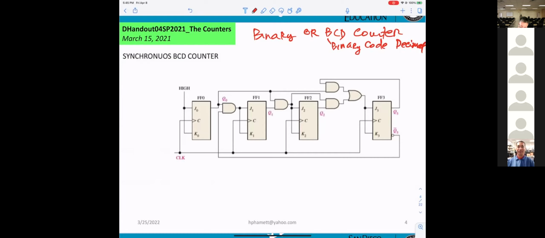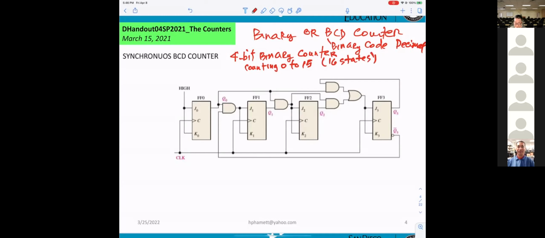Okay, now if we have a 4-bit binary counter, what are they counting from and to? 0 to 15. However, you get it now? Okay.